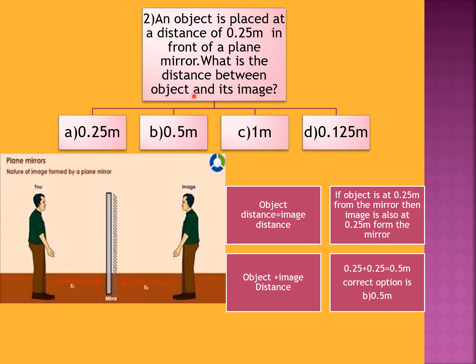But we are asked the distance between the object and the image. So we have to add up both of them. So object distance plus image distance: 0.25 plus 0.25 gives us 0.5. Right? So the correct option is 0.5. So read the question carefully and don't ever get confused as to what is asked, or be in a hurry while solving this type of questions. Moving on.